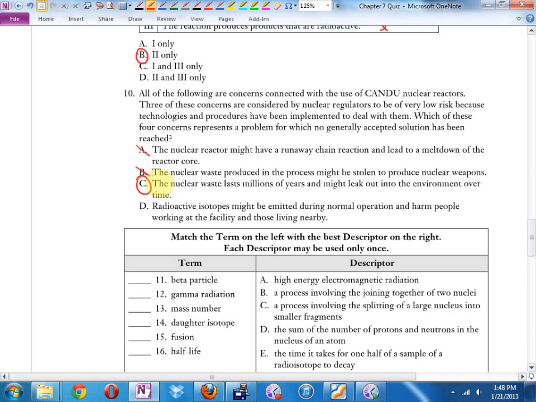Radioactive isotopes might be emitted during normal operation and harm people. Again, that is true, but if we surround it with lead and concrete, we can take care of that. We have workarounds for all those three issues. That third one is the big issue.